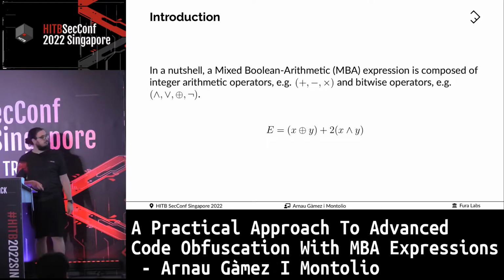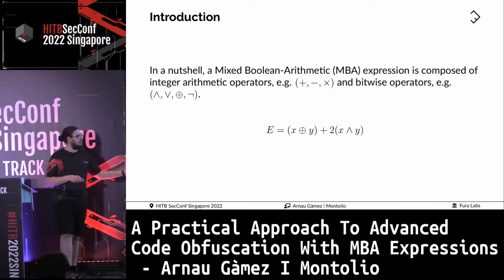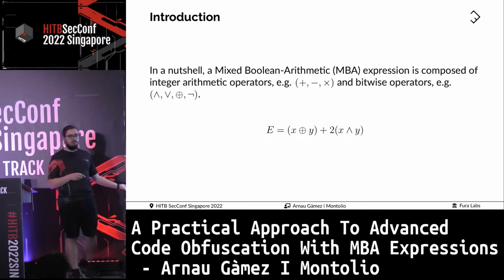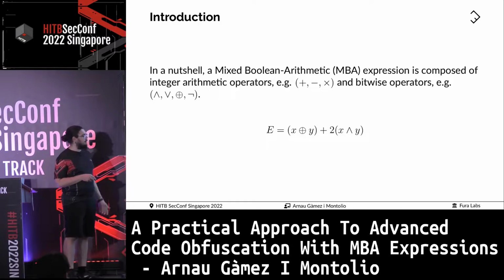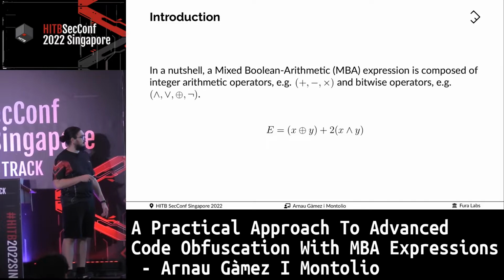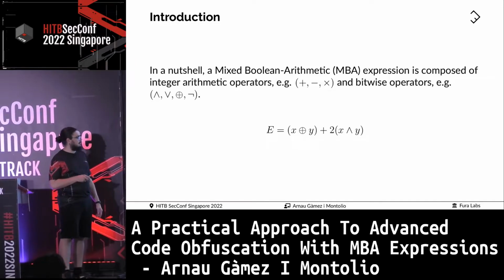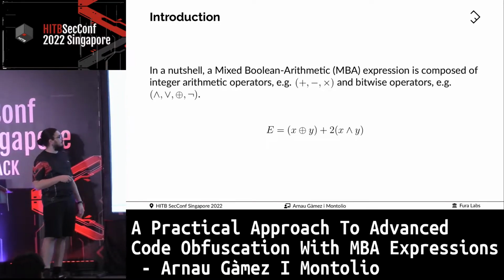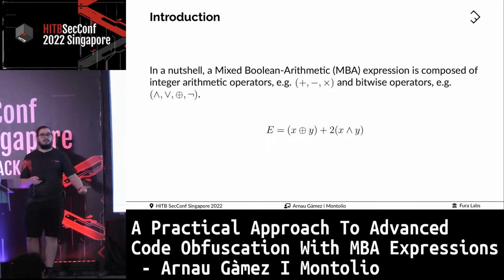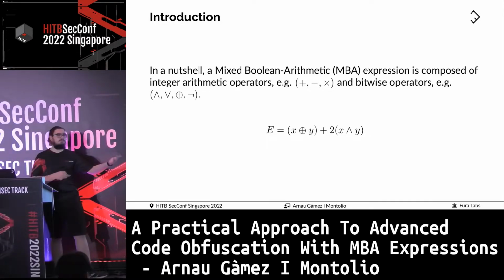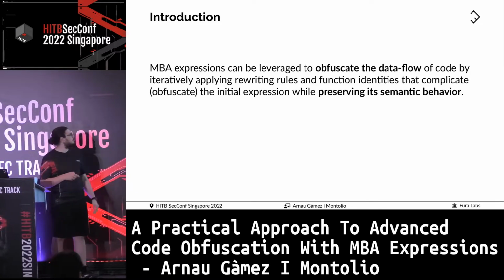So this is a very simple example of a mixed Boolean arithmetic expression. It's a very simple expression that combines operators both from integer arithmetic, for example the addition and also the implicit multiplication in here, but also bitwise Boolean operators, this XOR and also this AND. Okay, so this is a very simple mixed Boolean arithmetic expression, just for you to get a sense of what it looks like in general.